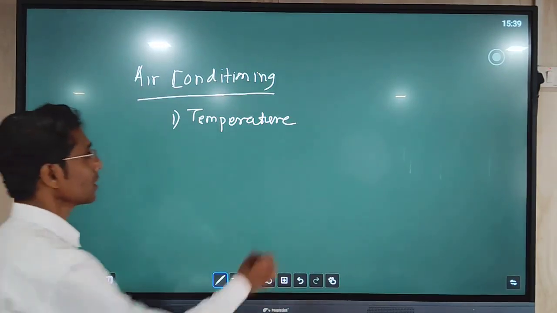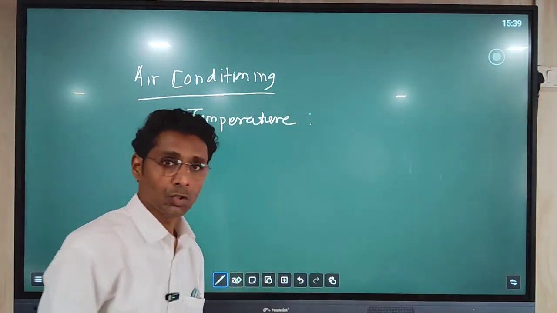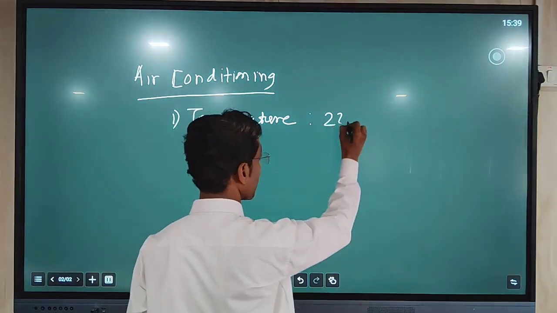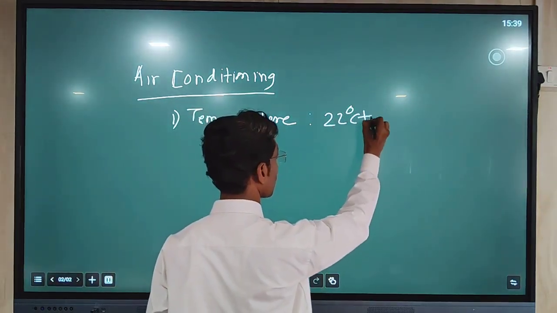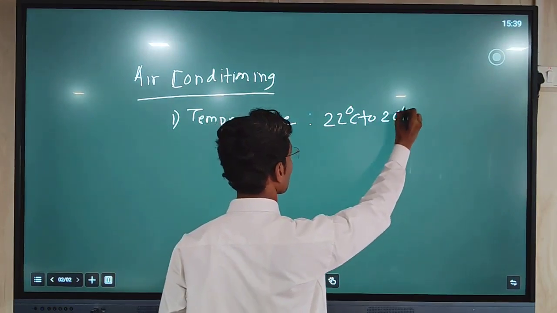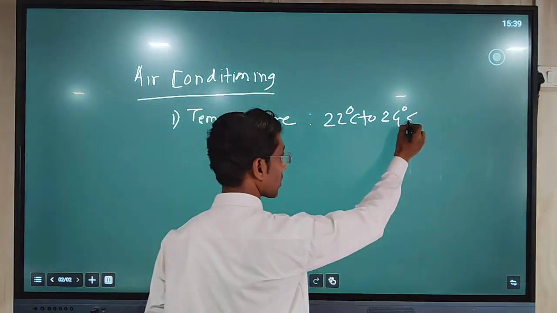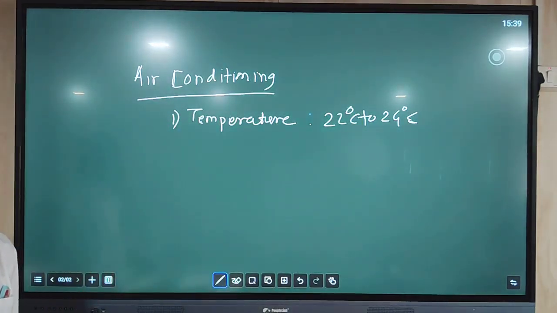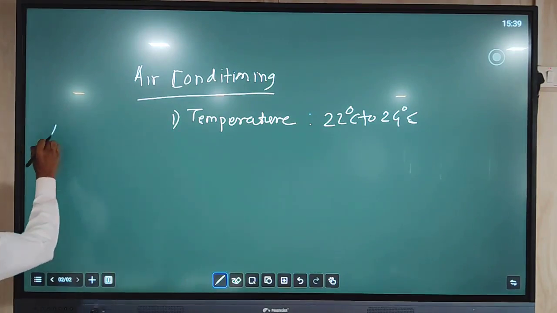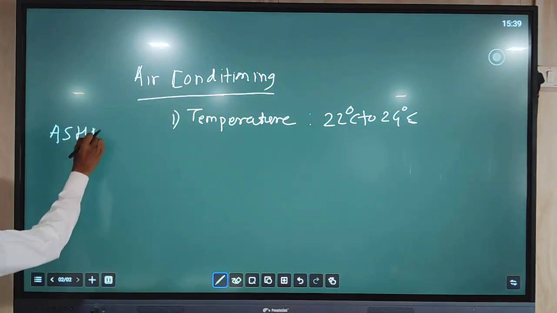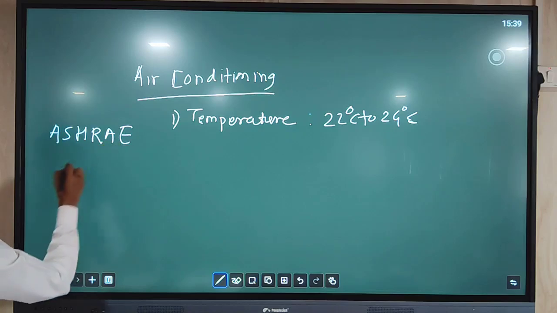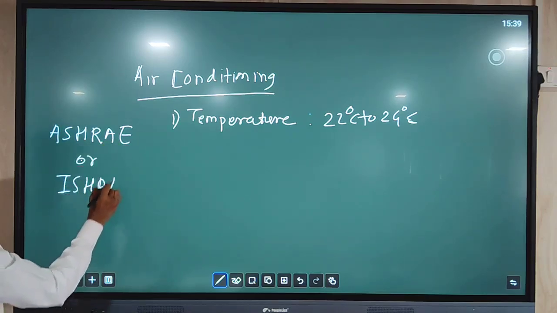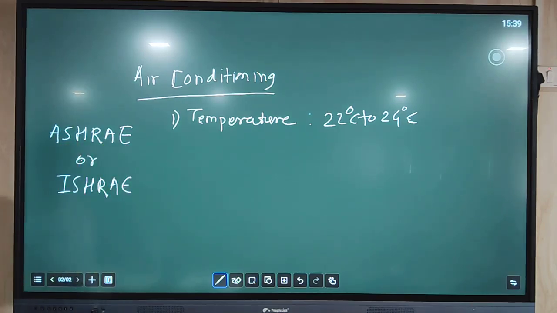Now in air conditioning, for the human comfort, 22 degrees Celsius to 24 degrees Celsius. This is a suggested temperature by the ASHRAE and ISHRAE. Now this is again another topic for the discussion, but I am just focusing a light.